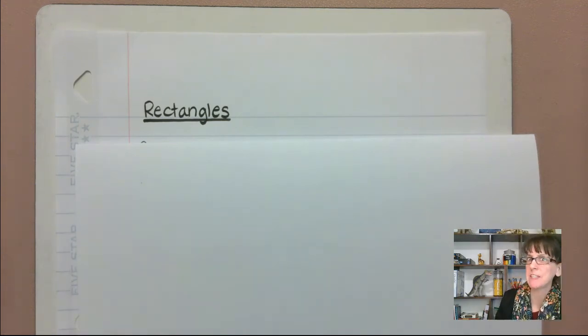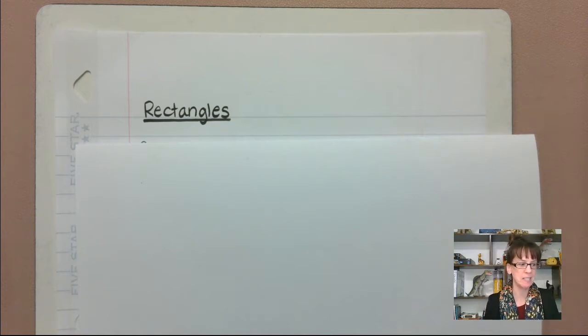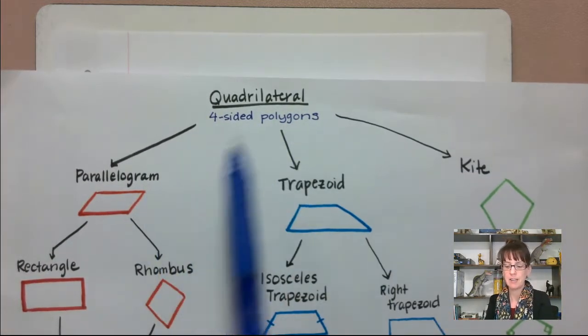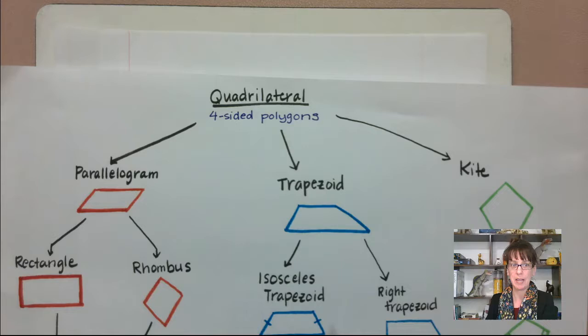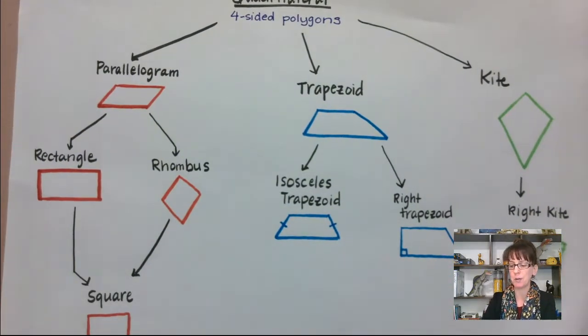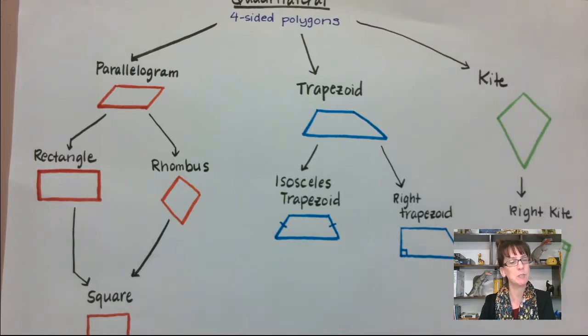Now, in a previous video, we talked about parallelograms. Parallelograms, let's get our quadrilateral chart here. Quadrilaterals, four-sided polygons, parallelograms are a type of quadrilateral. A rectangle is a type of parallelogram. So some parallelograms are rectangles, but not all parallelograms are rectangles.